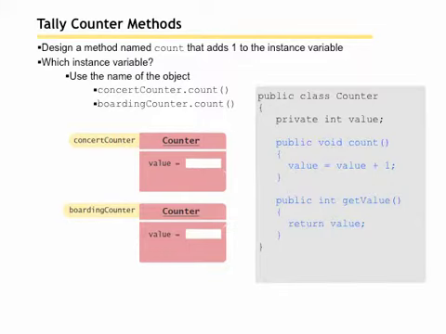We can design a method named count that adds 1 to the instance variable, such as if we look at the code in blue, public void count, value = value + 1. When we call that instance method, it will add 1 to the private instance field value. We also can create a getValue method to access that value. It returns the contents of value.